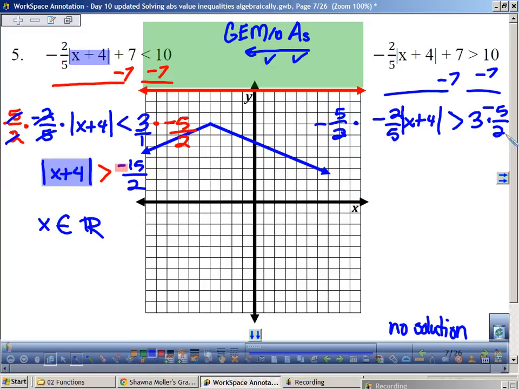Negative 5 halves. Because I did that, I'm going to take the greater than, and it's now going to be less than. And then I have absolute value of x plus 4 is less than negative 15 halves. I now have an isolated absolute value, and I ask myself, can any positive number be less than a negative number? Any positive number. If I'm positive, can I be less than negative? No solution.